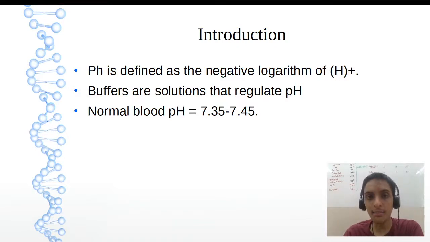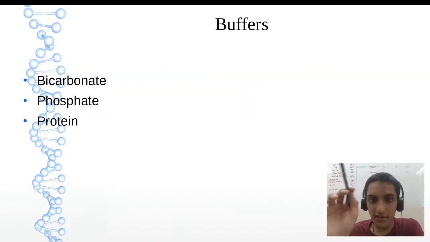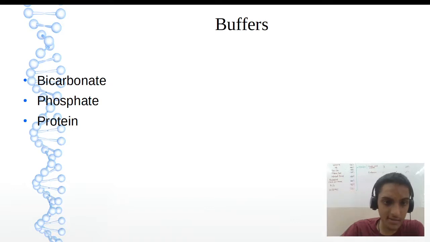Now, what is a buffer? Buffers are the ones which are responsible to regulate and make the pH constant. That is the role of a buffer. Okay, so we will discuss three important buffers: bicarb, phosphate and protein buffer.